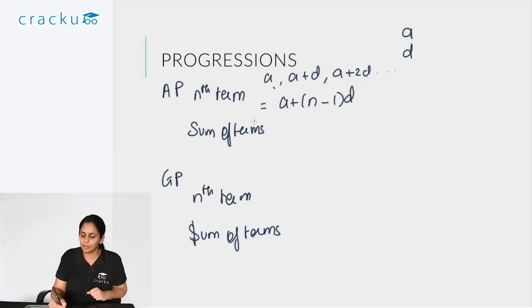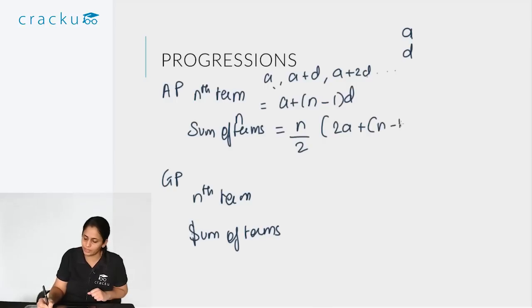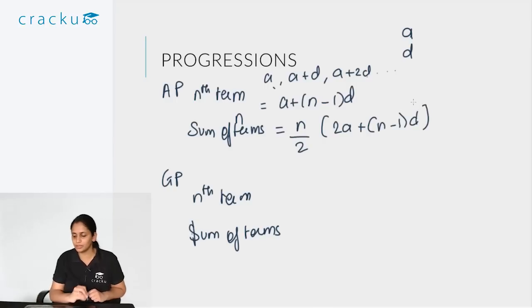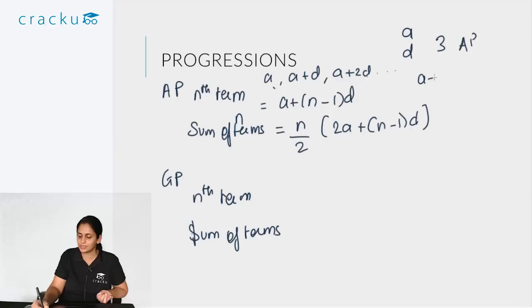Now if you have to find the sum to n terms, then it will be equal to n by 2 times 2a plus n minus 1 times d. So you should remember these basic concepts as far as AP is concerned. It is extremely important to remember this. Also, if you are given that 3 numbers are in an AP, then instead of taking them as a, a plus d and a plus 2d, you should take them as a minus d, a, and a plus d.